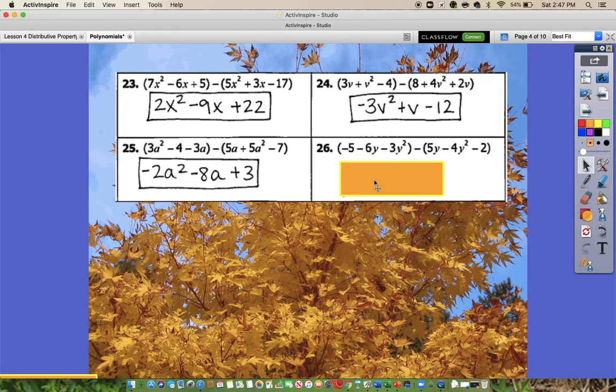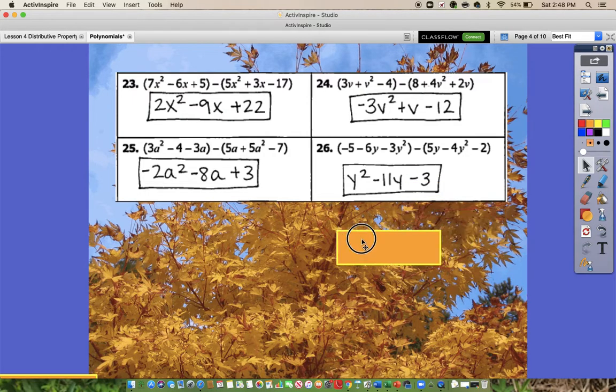Okay, and then on 26, we want to take care of our y to the second power first. So this is negative 3y squared. When I distribute this negative sign, this would become a positive 4y squared. So negative 3y squared plus 4y squared would give me 1y squared. This is a negative 6y. When I distribute, this is going to become a negative 5y. So if I combine those, that should have given me negative 11y. And then if I combine negative 5, and then if I distribute, this would become a positive 2. Negative 5 plus 2 gives me negative 3.